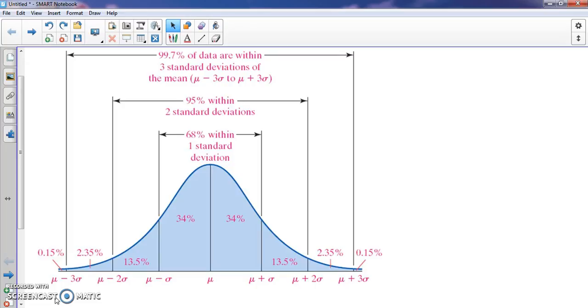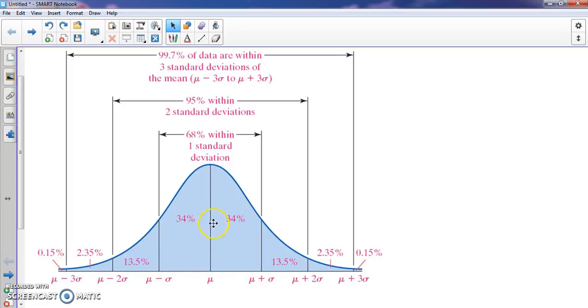The other values, if you're not so good at deriving them, you need to commit those to memory as well. So what I'm going to do in this video is show you how to actually derive those values. So let's think about it. It's symmetric. So symmetric means that it's the same on both sides, right?